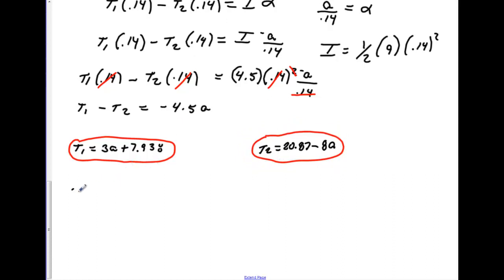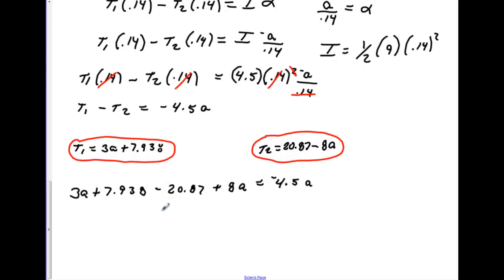Alright, T1, we have 3 times acceleration plus 7.938 minus this, so make sure you distribute the negative, 20.87 plus 8 times acceleration is equal to negative 4.5 times acceleration. I'm going to add these up, the acceleration, that gives me 11.